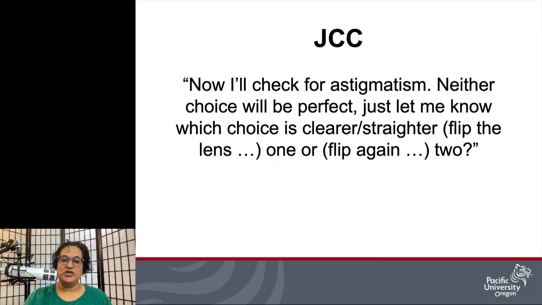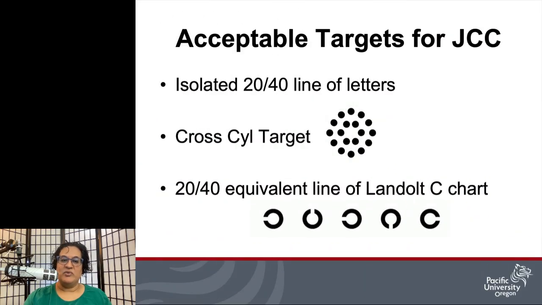Remember to leave the first green or a slightly over minus response from the bichrome test when moving into the JCC test. This will allow your patient to see things more clearly and respond more easily to the JCC. I believe everyone is comfortable using an isolated 2040 line of letters for the target during JCC. I just wanted you to be aware that there were a couple of other acceptable targets that work well for JCC as well.